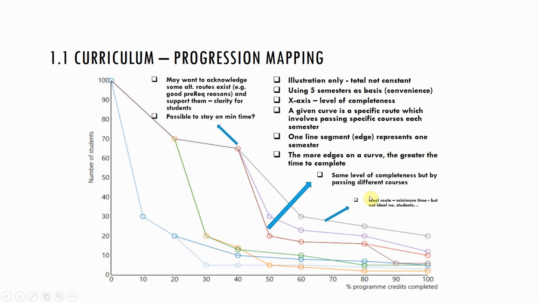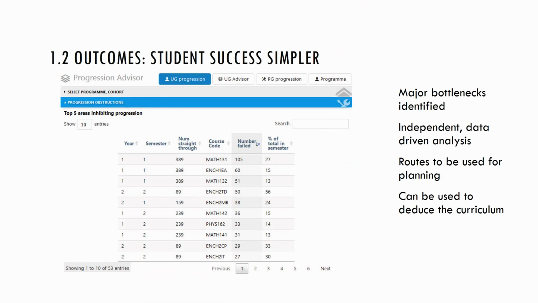So a map like this has various applications, and one being, as mentioned, we can identify the courses that are really causing students to limit their overall progression. We can actually use this progression map to also deduce a curriculum structure.